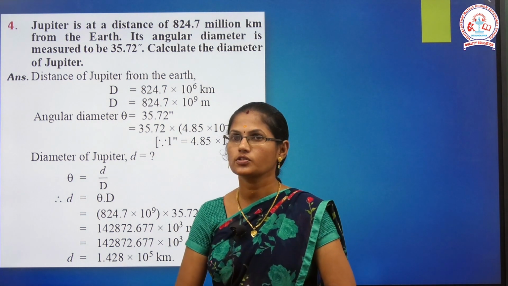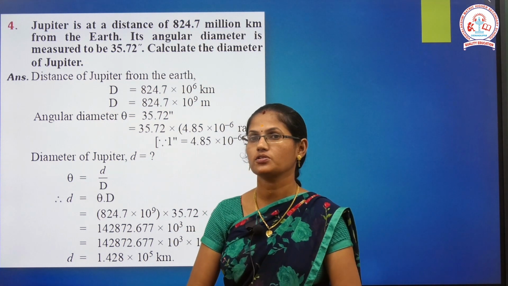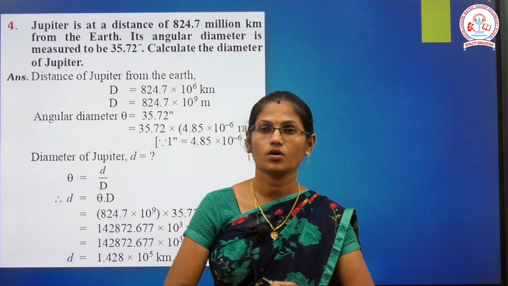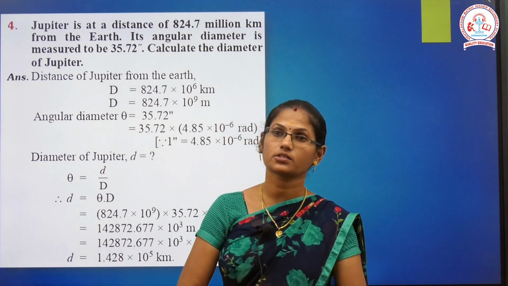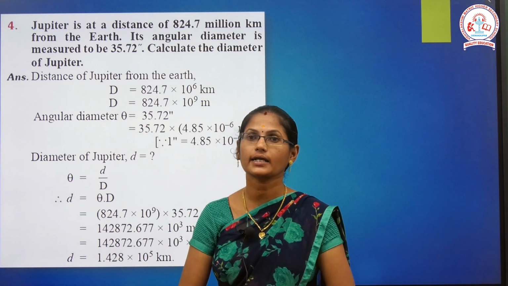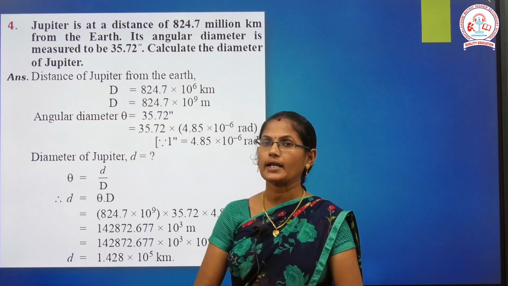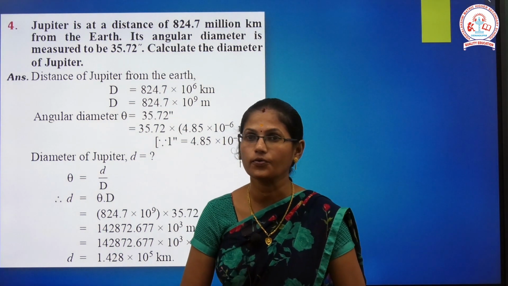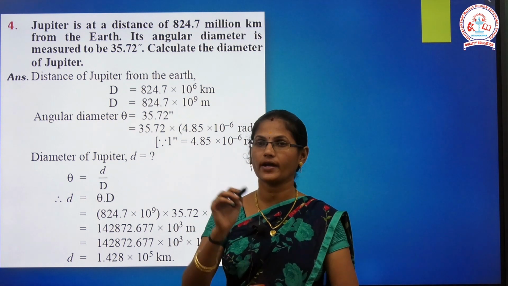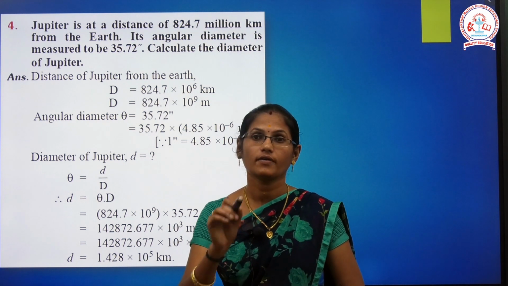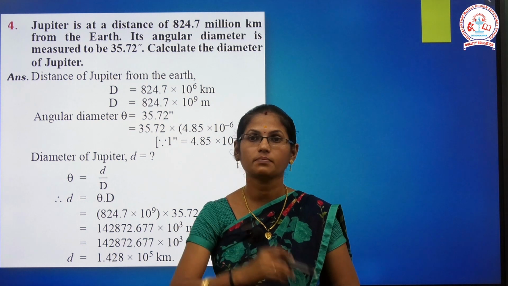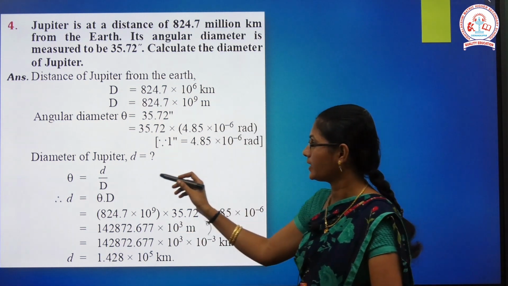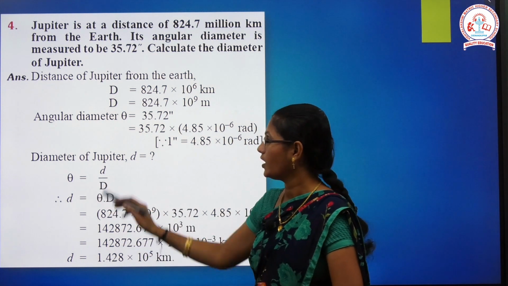So how do we calculate the diameter of Jupiter? Using the parallax method. Already, one important 3 marks question in your first chapter is the parallax method. So how to find it with the parallax method: theta is equal to h by x. You all remember, theta is equal to h by x. This comes from tan theta, opposite by adjacent. Using this type of formula we apply in this problem, we get the diameter of Jupiter.